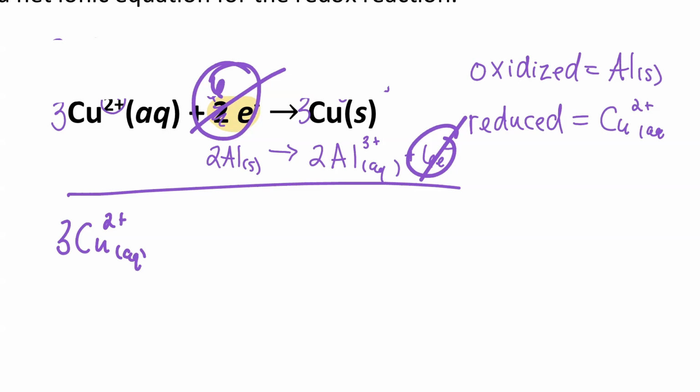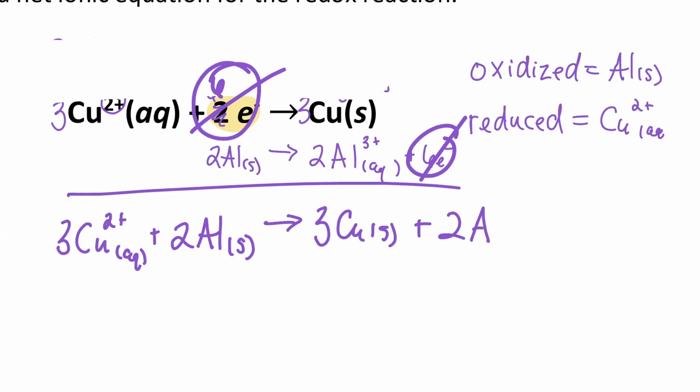It doesn't really matter what order you put them in. Whatever I start with, I kind of like to match them up. So I'm going to go 3 copper solid and 2 Al3+. Okay. We've talked about this with net ionics before. I'm going to reiterate this here. Mass and charge must be conserved, which means that the total charge on each side must be equal along with the total number of atoms.